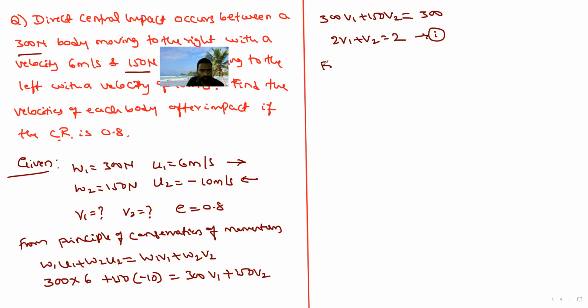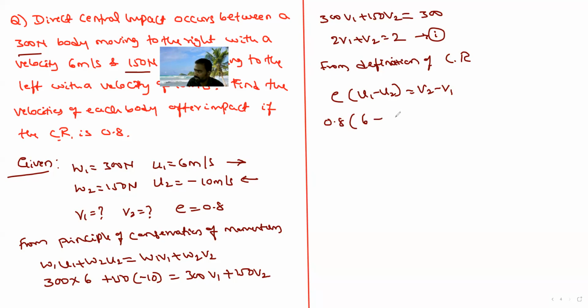From the definition of coefficient of restitution, E into (U1 minus U2) is equal to V2 minus V1. E value is given as 0.8, U1 is 6, minus of minus 10. So 0.8 into (6 plus 10), 16 into 0.8, is 12.8. So 12.8 is equal to V2 minus V1. So I can write V1 minus V2 is equal to minus 12.8. That is equation number 2.